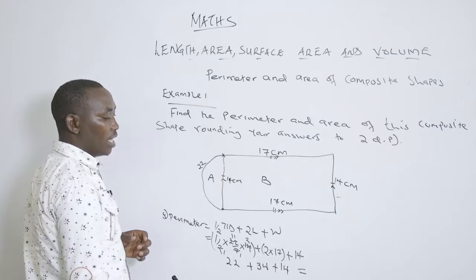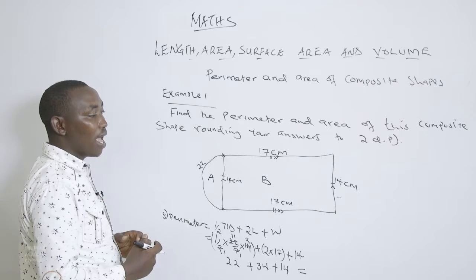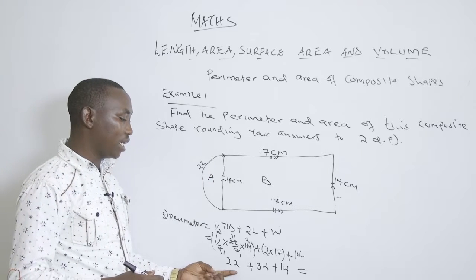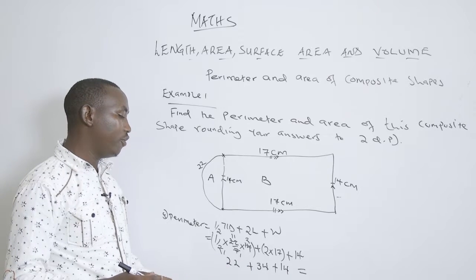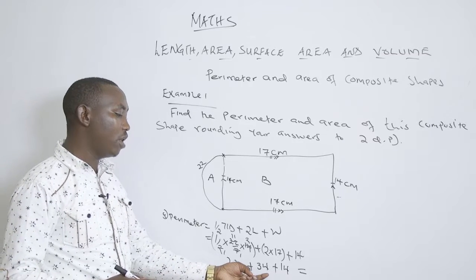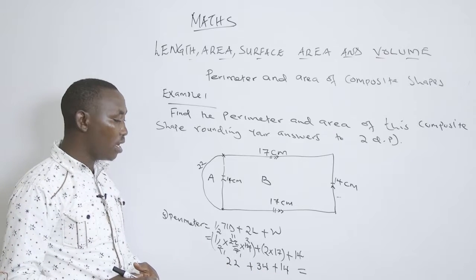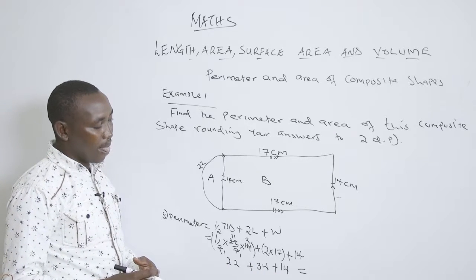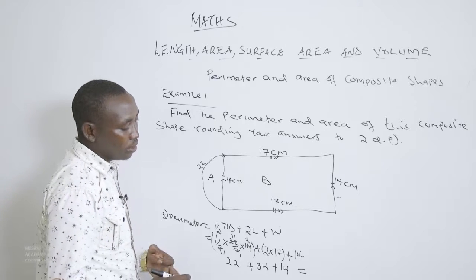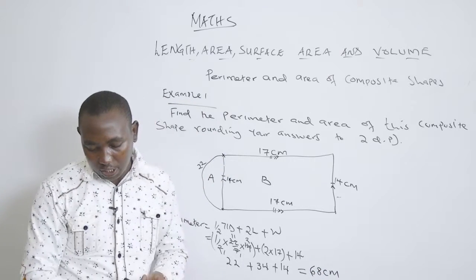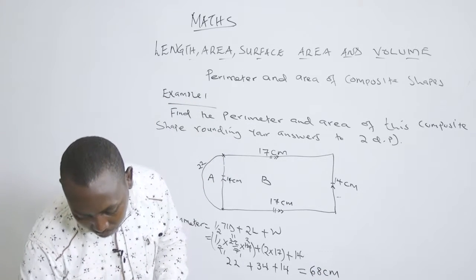This will give us that when you move around this composite figure, you cover 22 plus 34, which gives us 56 centimeters, added to 14 gives us 70 centimeters.